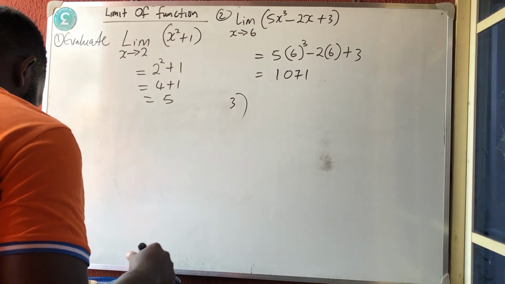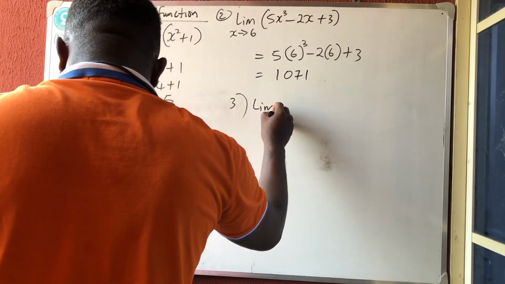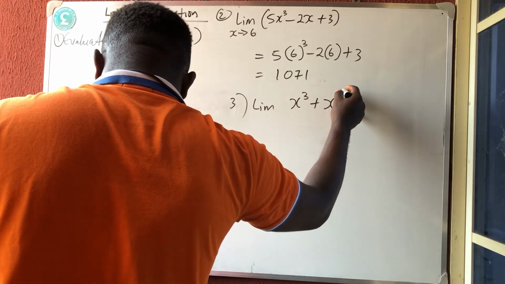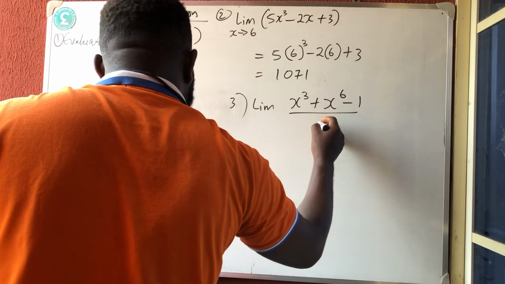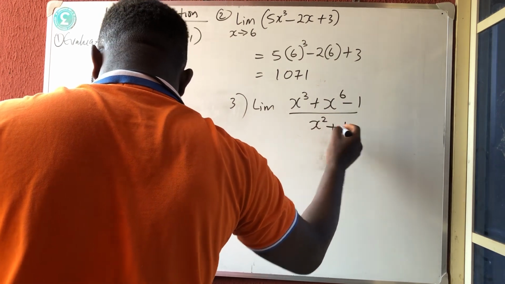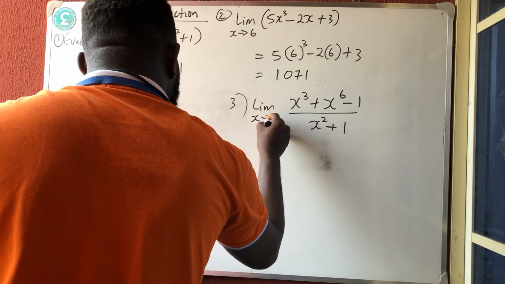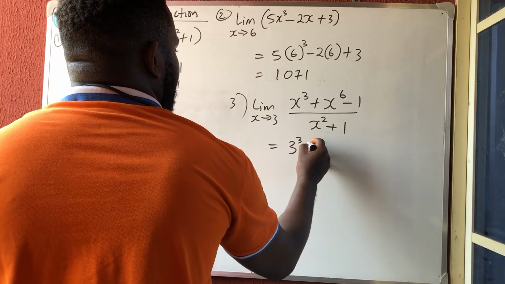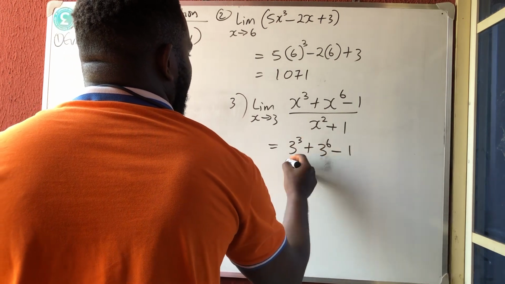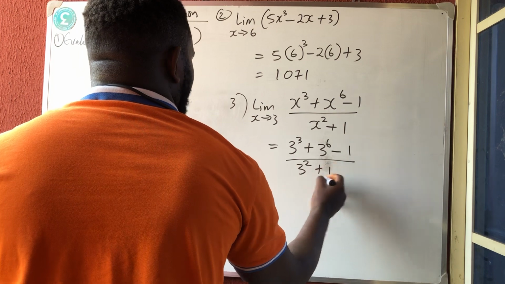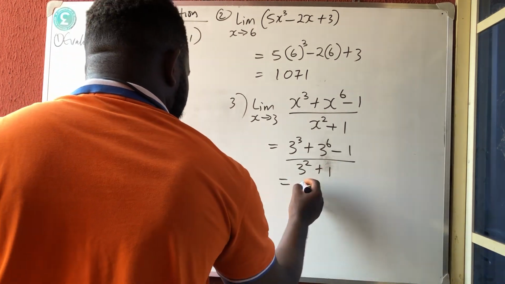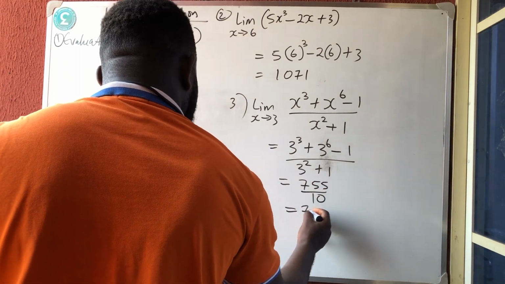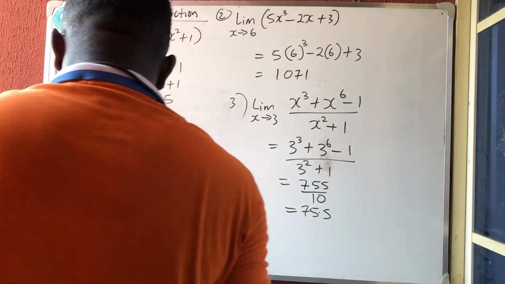Number 3 says: the limit of x raised to power 3 plus x raised to power 6 minus 1, all over x squared plus 1, as x approaches 3. Let us do that. Just substitute. My answer is 3 raised to power 3 plus 3 raised to power 6 minus 1, all over 3 raised to power 2 plus 1. The numerator gives 755, divided by 10. So my answer is 75.5.